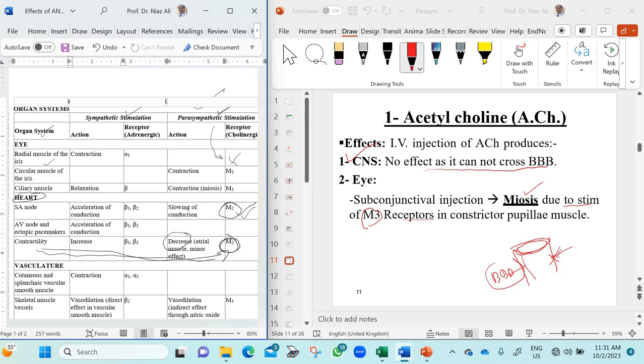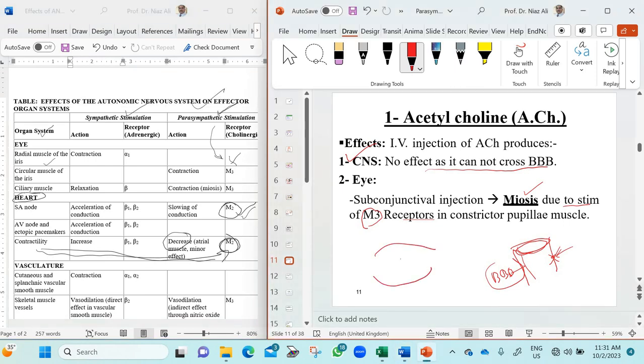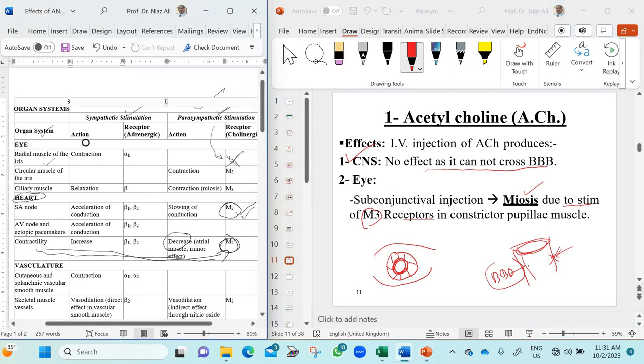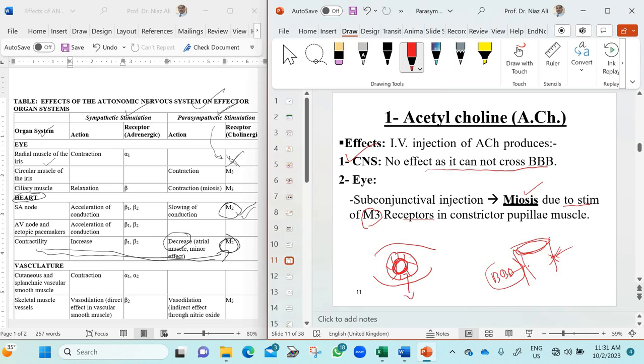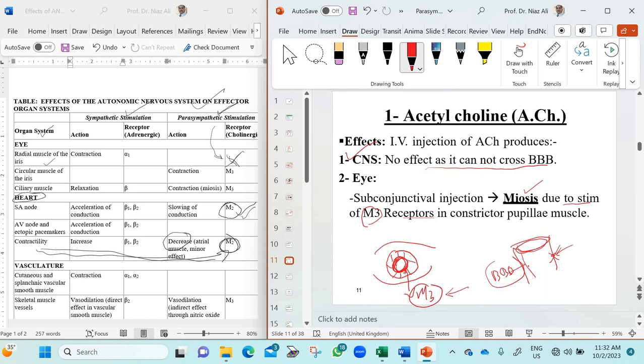However, the circular muscle fiber, as I discussed with you in the class, this is the pupil with the circular muscle fiber, and in the iris, the radial muscle fibers are in the iris. So the iris does not have muscarinic receptors. Therefore, only the circular muscle fiber is supplied with the M3 receptor. Here is the M3 receptor, and it is supplied by the third cranial nerve, which is the oculomotor nerve.